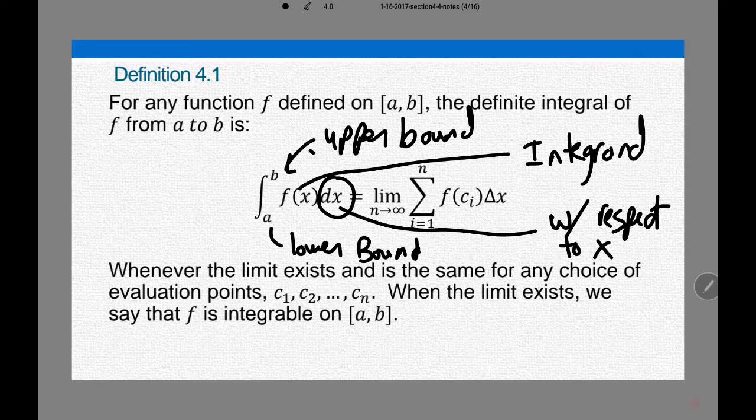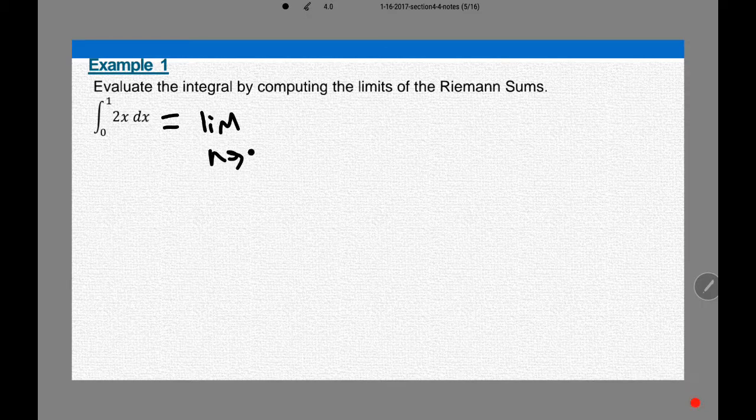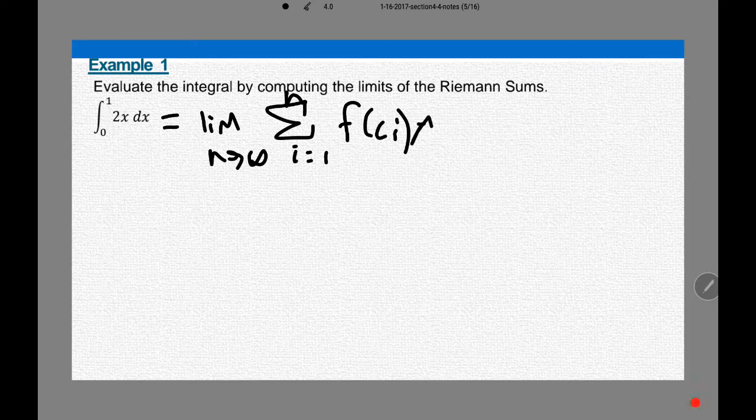So again, we're going to start by relating the definite integral to the Riemann sum, and then we're going to use the Riemann sum that we were doing the other day to figure out what this limit is, or we're going to use limits to evaluate the integral here. So the first step is to write this out like we did the other day, with the limit as n approaches infinity, and then we've got our sum, sigma i equals 1 to n. I'm just going to write the definition first.